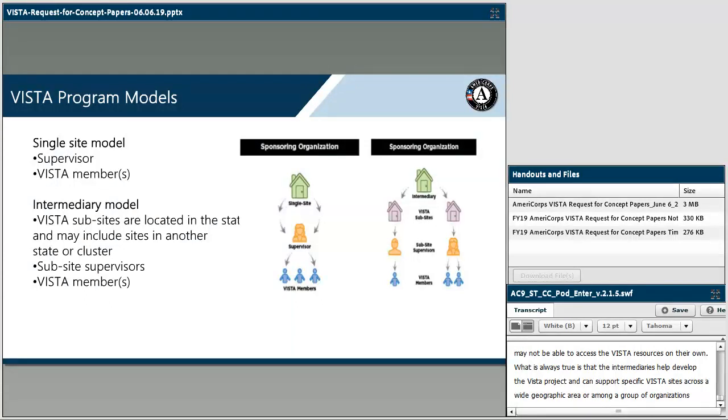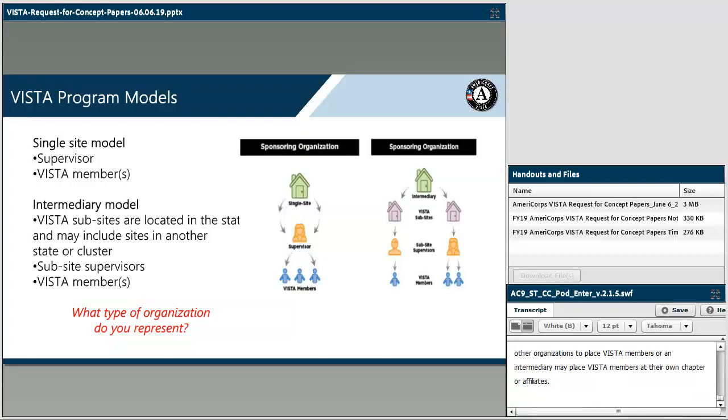So intermediaries provide administrative services, technical support, training, and oversight to those sub-sites. Intermediaries can partner with other organizations to place VISTA members, or the intermediary may place VISTAs at their own chapter or affiliates.